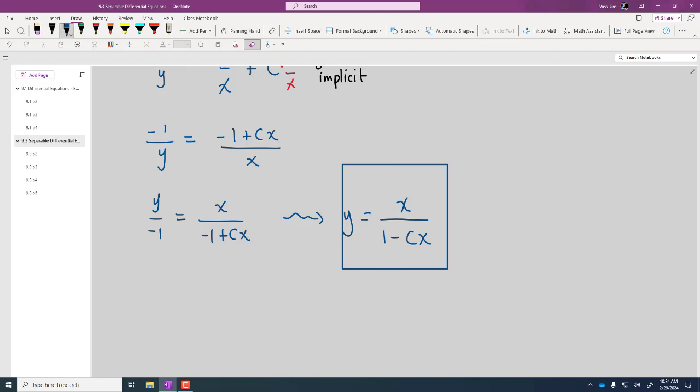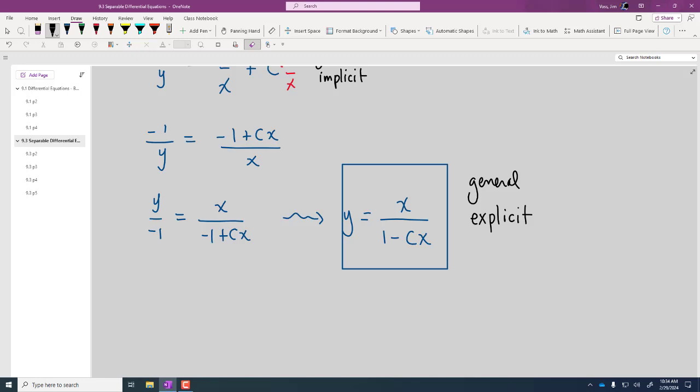So this, we would say, not only is it a general solution, but it is also explicit. So that is our target. General, explicit, whenever possible.